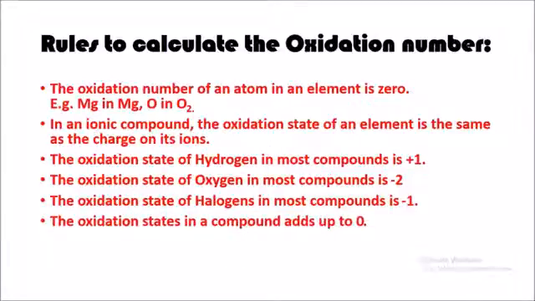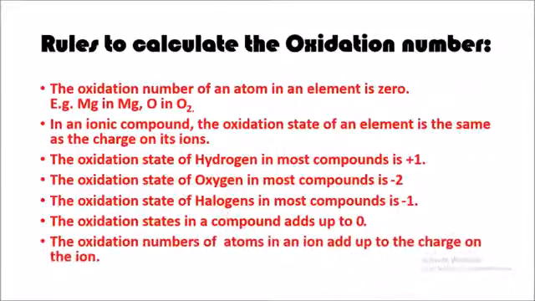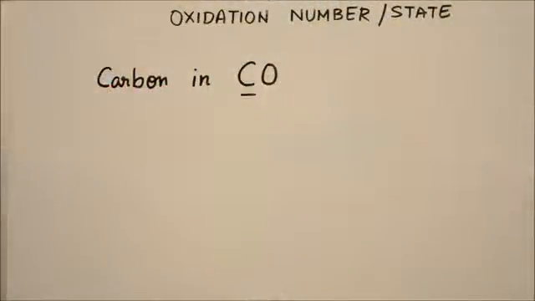And the most important rule is that when you add the oxidation states of elements in a compound, it is going to be 0. So the oxidation states in a compound add up to 0. We have another rule which says the oxidation numbers of atoms in an ion add up to the charge on the ion. We will see certain examples wherein we come across polyatomic ions and how to calculate the oxidation number of elements in such a polyatomic ion. So the addition is going to be the charge.